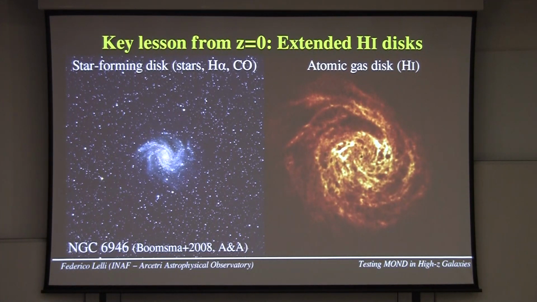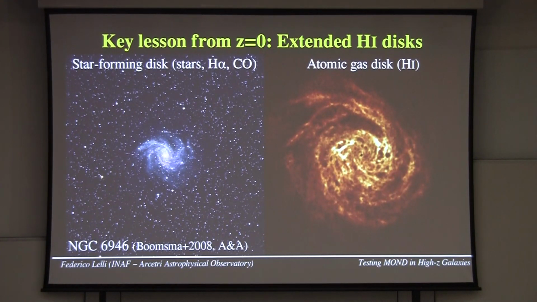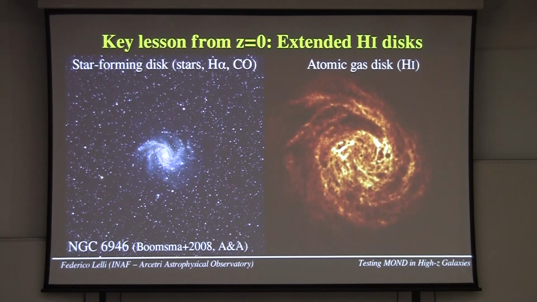On the left is an optical image of a beautiful galaxy, NGC 6946, where you can appreciate the extent of the star-forming disk. So essentially stars, H-alpha emission, and CO. But when we look at the HI disk, it's much more extended. This is the same scale, and it's a general feature. Typically, HI disks are a factor of 2 or 3 more extended than stellar disks. And therefore, we can trace the kinematics all the way out, where the accelerations are small and the MOND effect is large, and so we have a very powerful test.